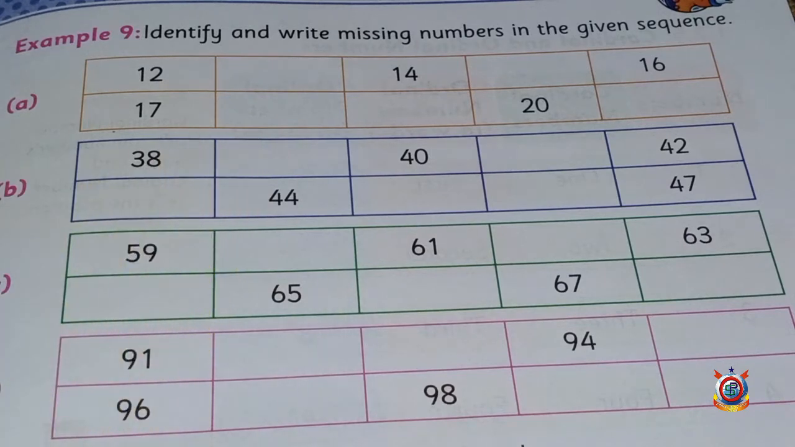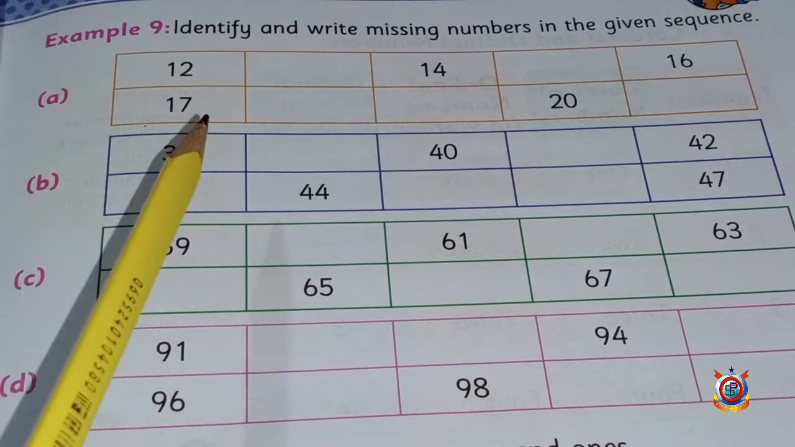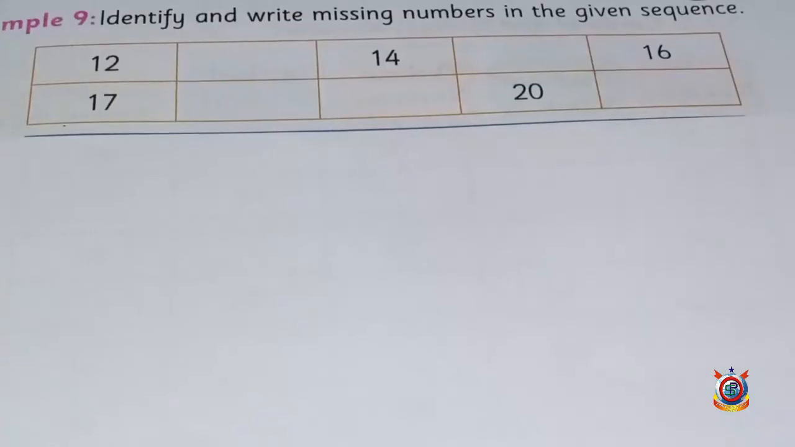So this is part A. This is part A, students. And start counting with me. Hurry up. Okay, students, start counting with me. 12. Which number is missing? What comes between 12 and 14?